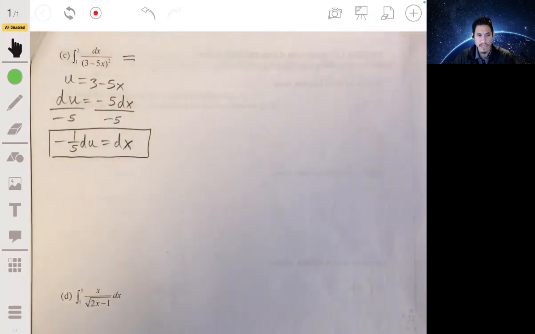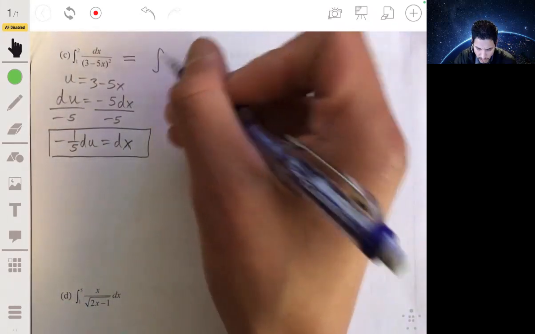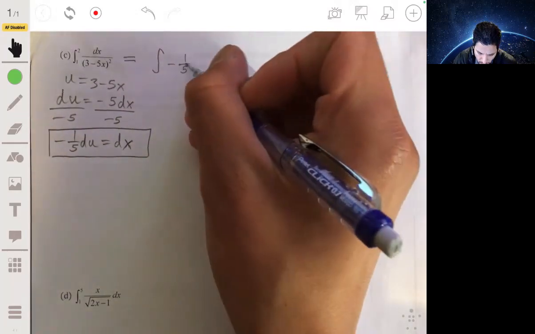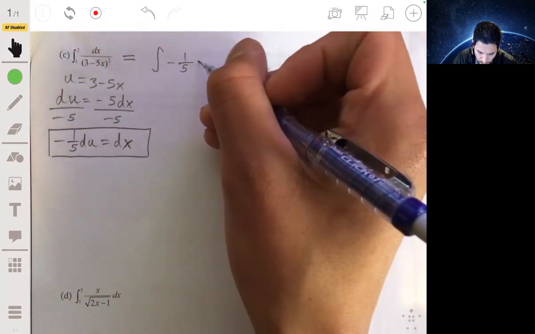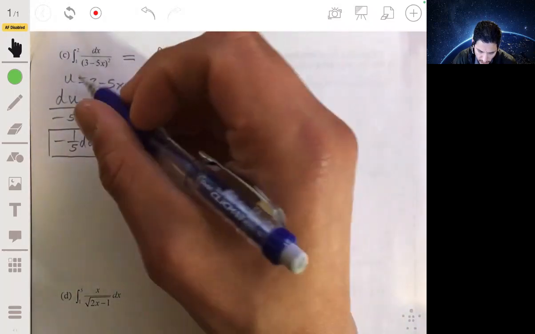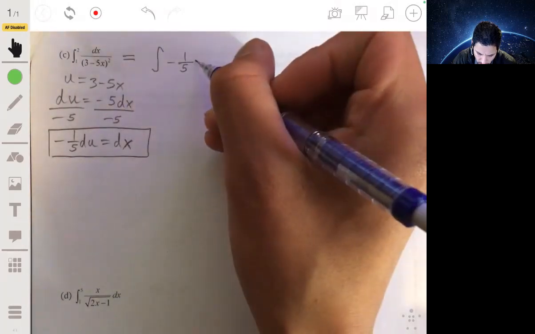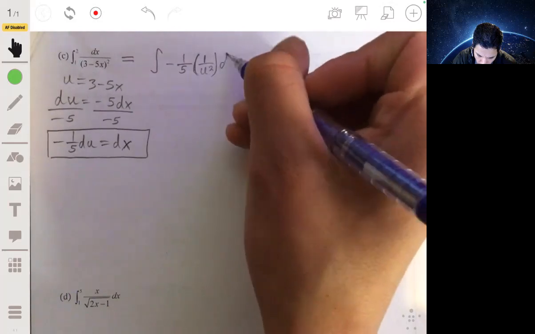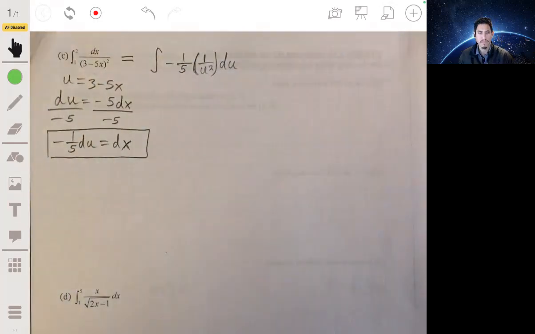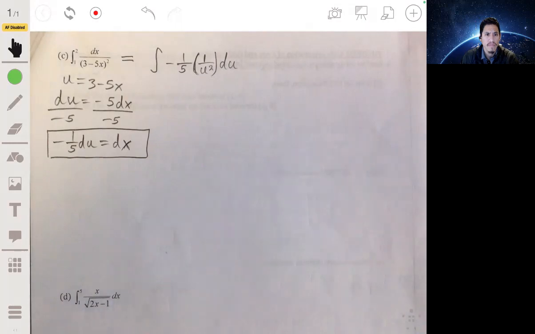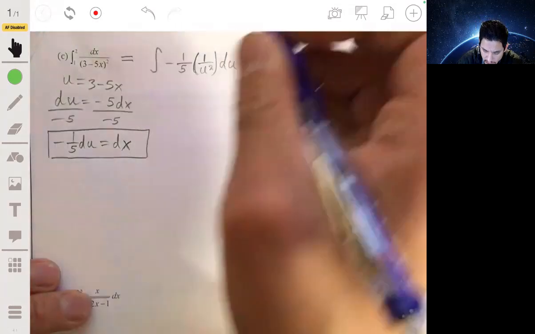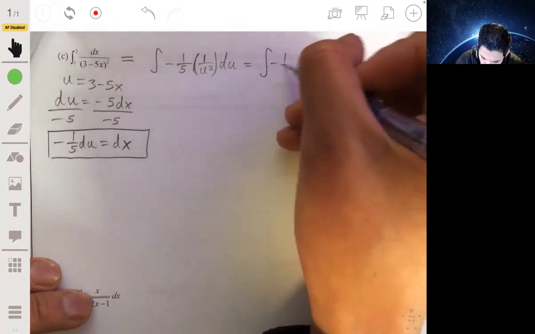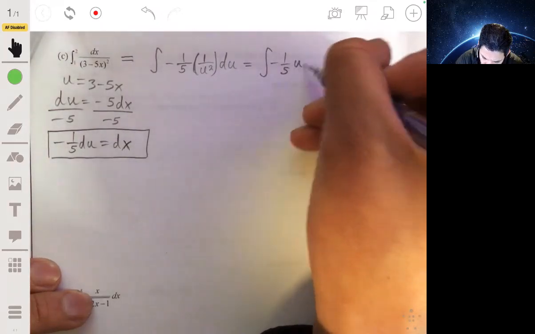And so then we can rewrite this as the integral of negative 1/5, I'll put the du afterwards. And then we'll have the u squared in the denominator. So 1 over u squared du, like that. And then let's rewrite this as negative 1/5 times u to the negative 2 du.